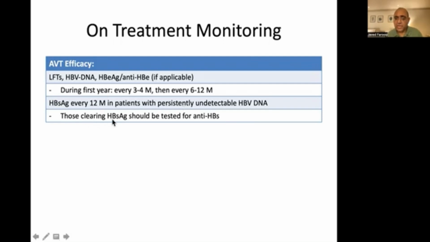And those clearing HBsAg should then be tested for anti-HBs. So first you check for the HBsAg by ELISA or by the MIA method, and when it becomes negative, you check for the anti-HBs. This is the on-treatment monitoring for the antiviral treatment.